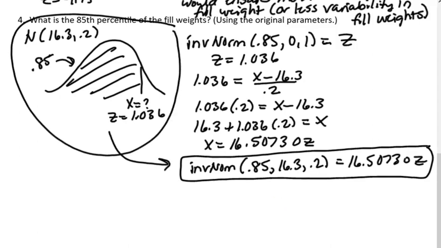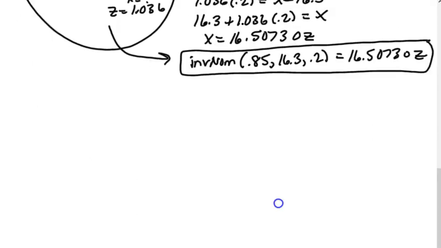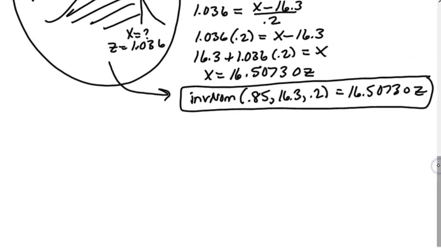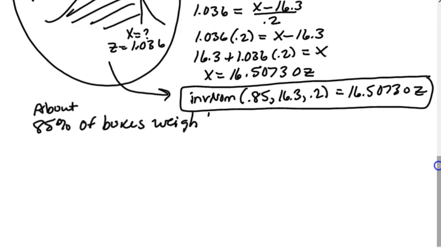Now what does this tell me? Hopefully you remember what percentile means. This means 85%. I'm going to say about, because remember we're using a model, so we're not exactly sure about this. It's an estimate. About 85% of the boxes weigh less than 16.5 ounces.